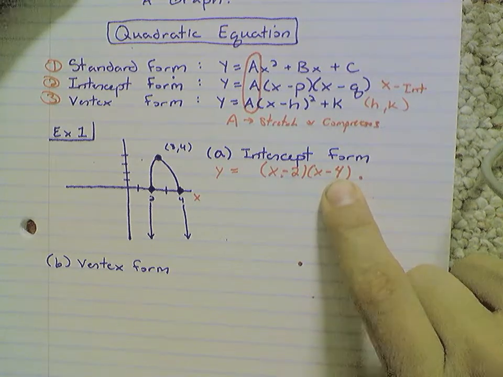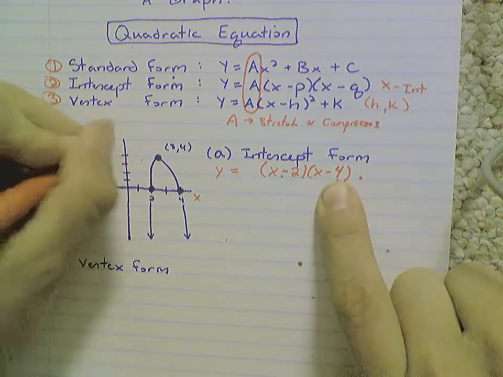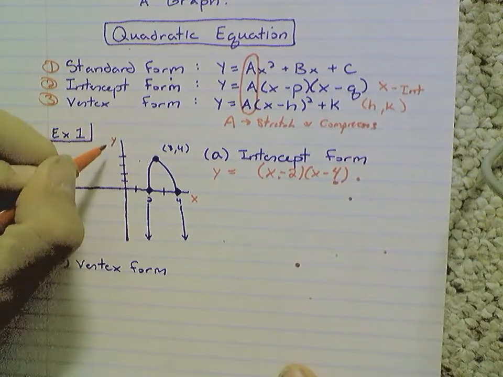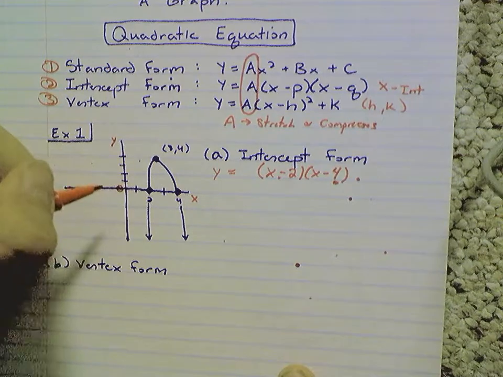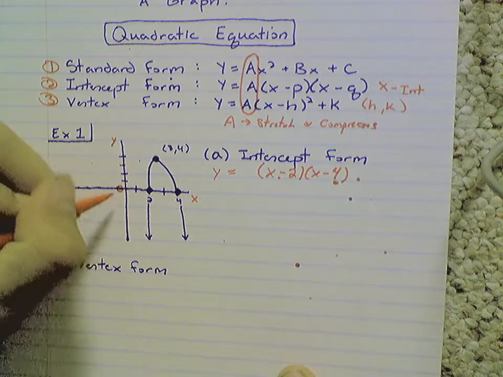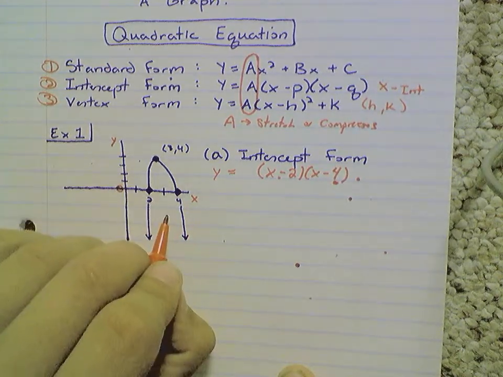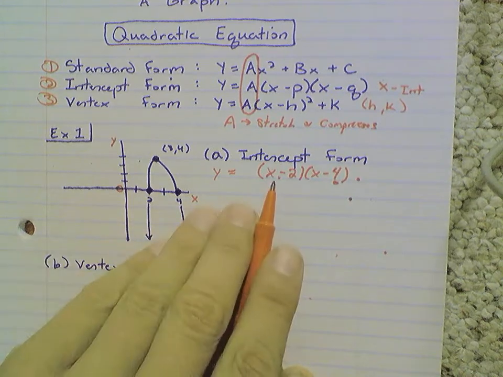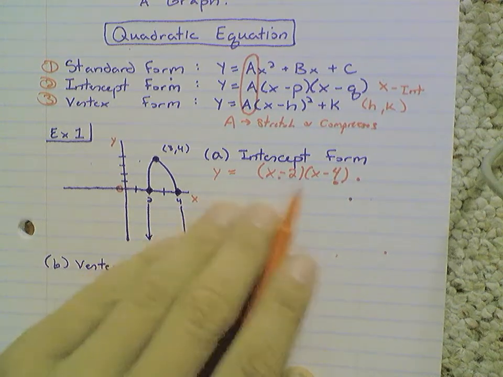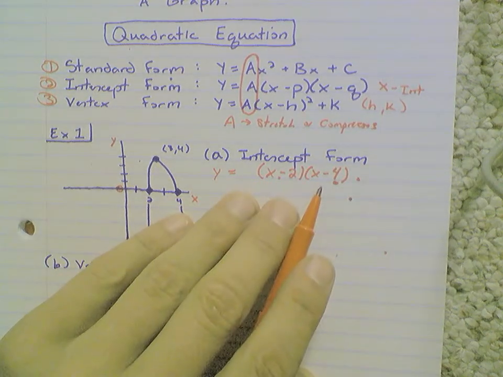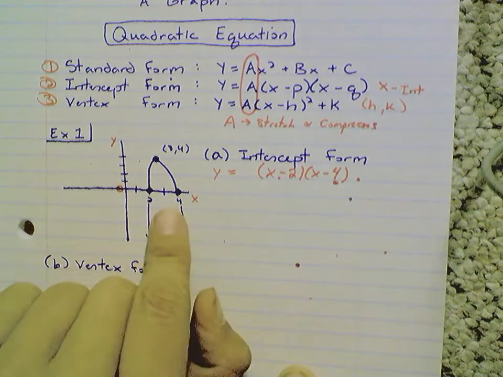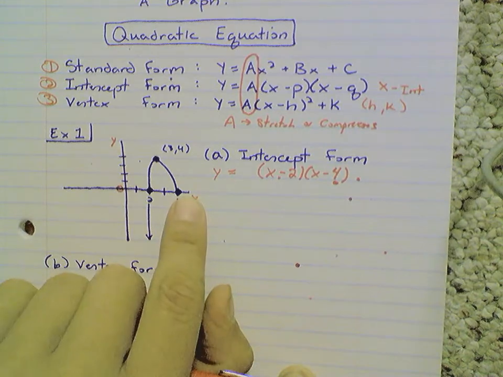Now the reason why that is, if you look at your graph, you'll notice that the y-coordinate at the x-intercepts is equal to 0. Y has a value of 0 at the x-intercepts. And if I plug a 2 in, 2 minus 2 is 0. And if I plug a 4 in, 4 minus 4 is 0. So it's always going to be the opposite of what your x-intercepts are.